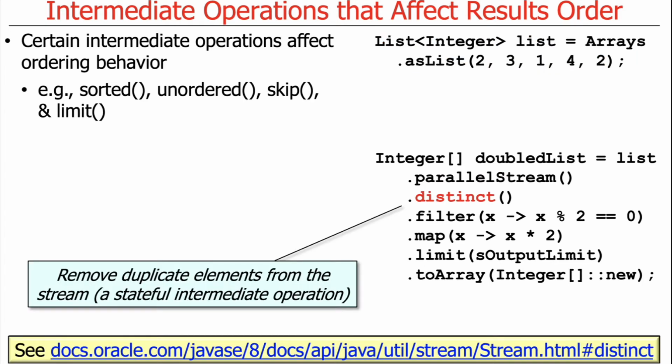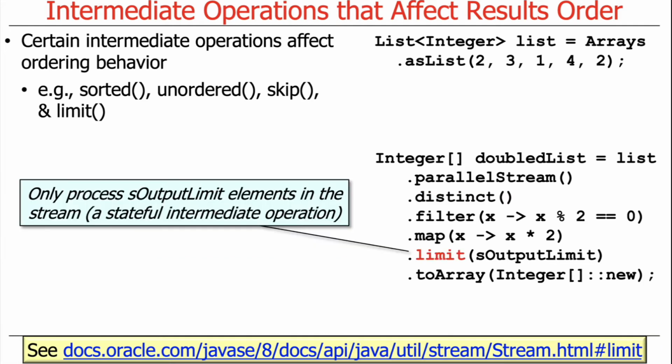But the first thing that we do in this stream is we say, I only want distinct elements. So, of course, that's a stateful operation. Why is it a stateful operation? Because it's got to basically queue up all the elements to figure out which ones are duplicates. Once it gets done queuing them all up, it'll then say, OK, now I'm going to take out the ones that are duplicates. I'll only allow one of each thing. So that's a stateful intermediate operation.